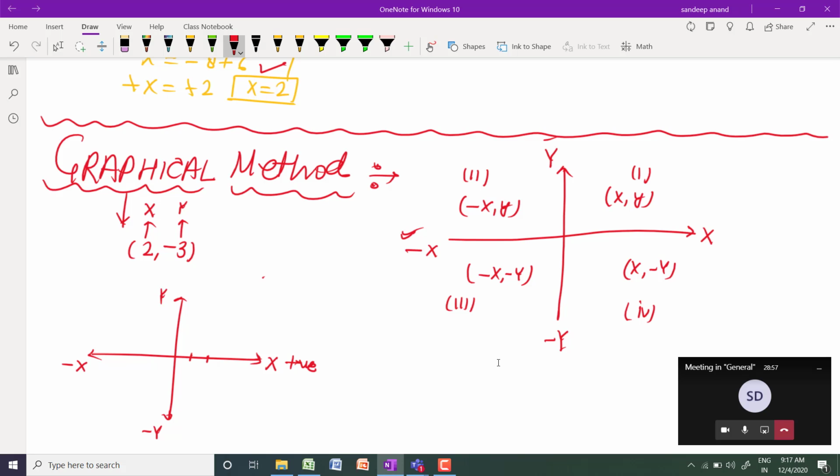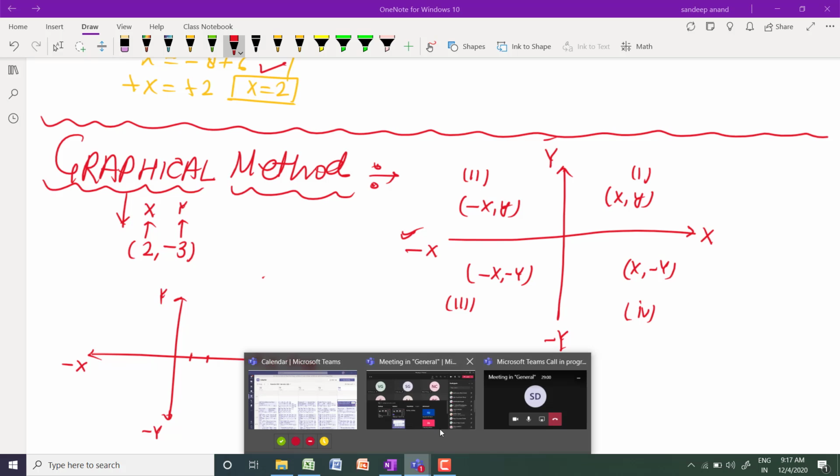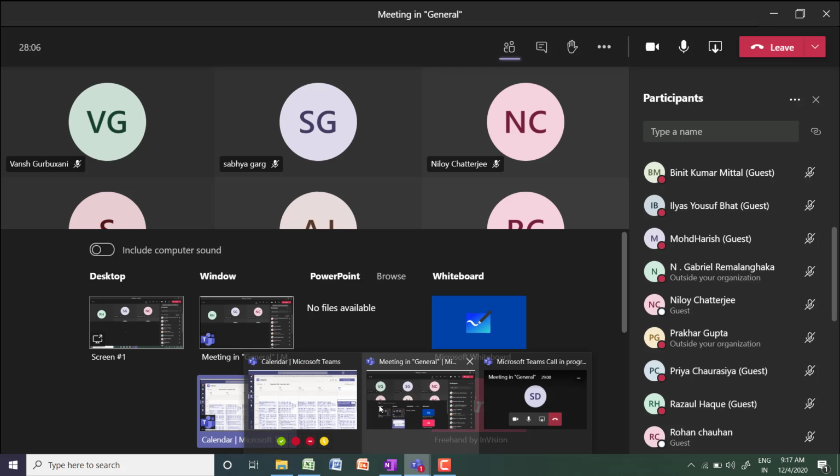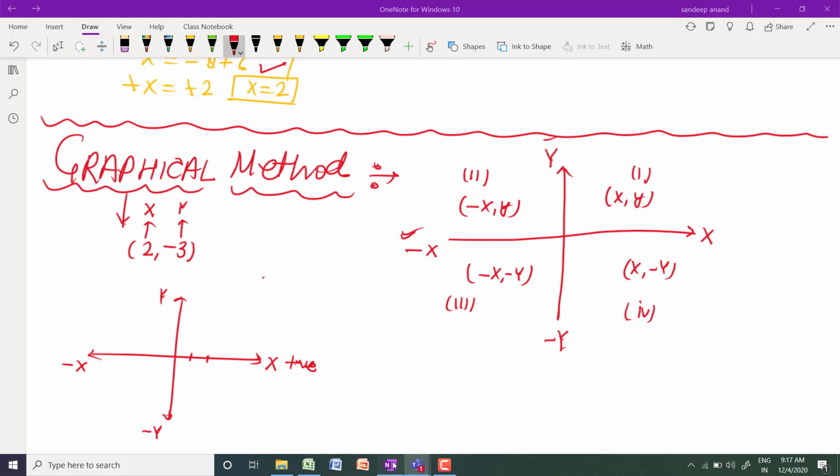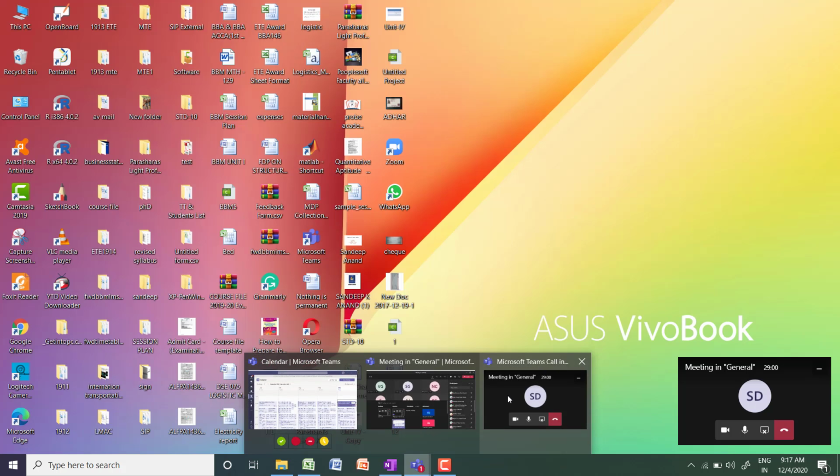The screen is not visible in my. Excuse me, sir. Sir, there calendar दिख रहा है. Yes, sir. Okay, wait. Yes, sir. Yes, sir.